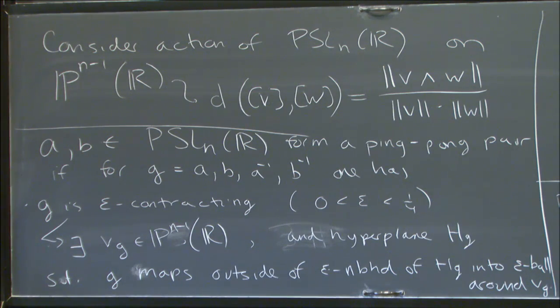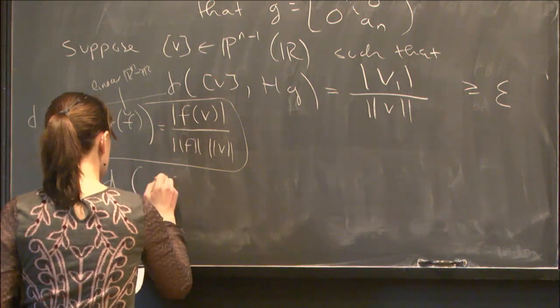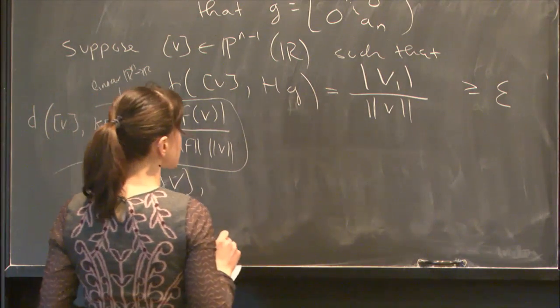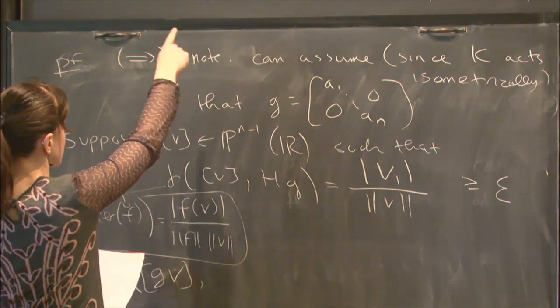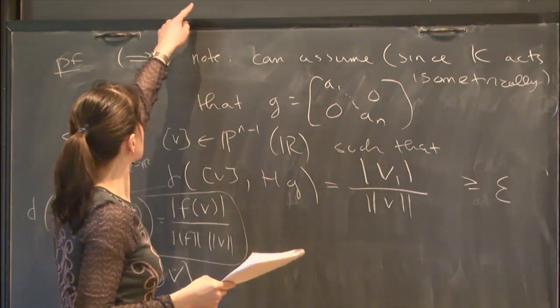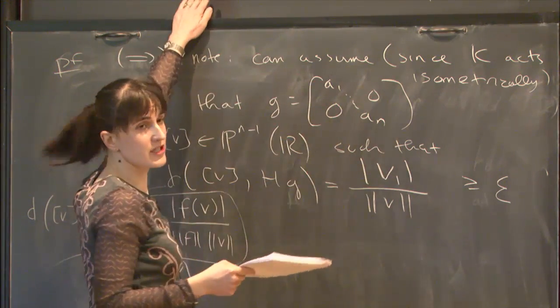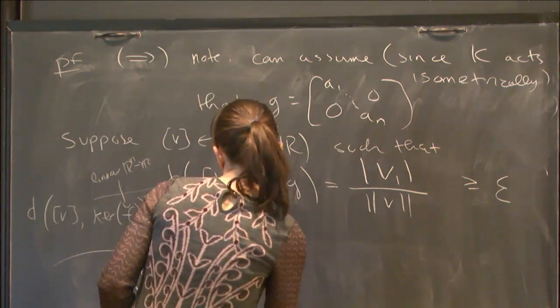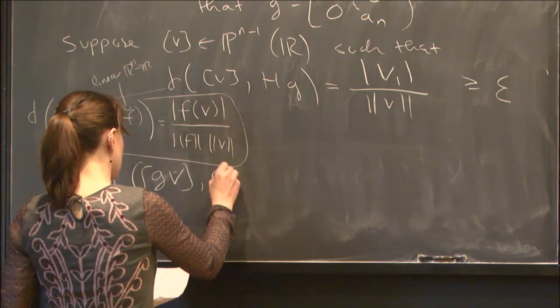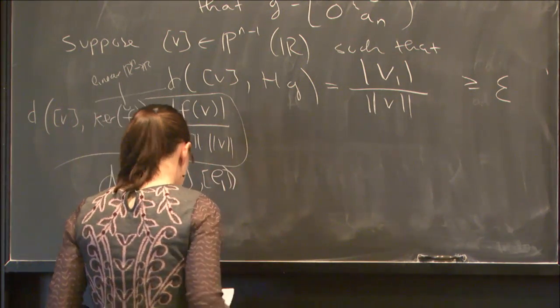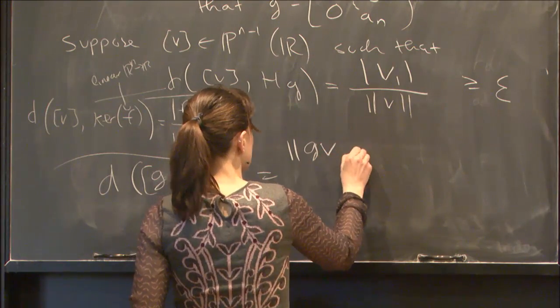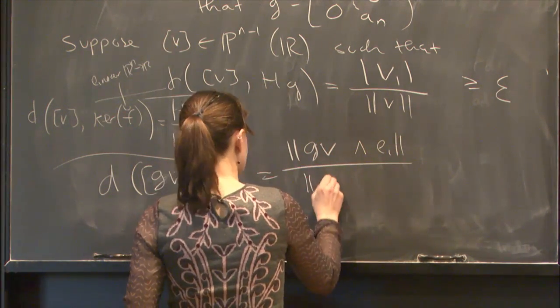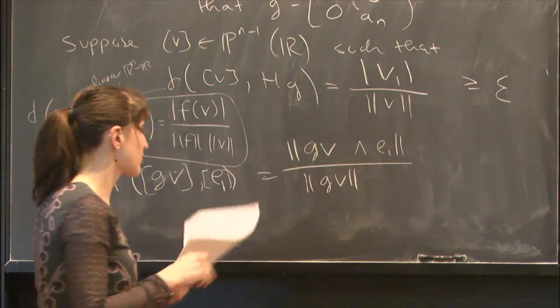So let's consider the distance from Gv to this Vg. By the way, the Hg and Vg I'm taking here are the ones I wrote up here. In this case, I've taken G to be this diagonal matrix, so this Kg is just simply the identity, and we just have e1 for the Vg. So to e1. And so what we get, from what the norm is, is the norm of Gv wedge e1, over the norm of Gv times the norm of e1, which is 1.